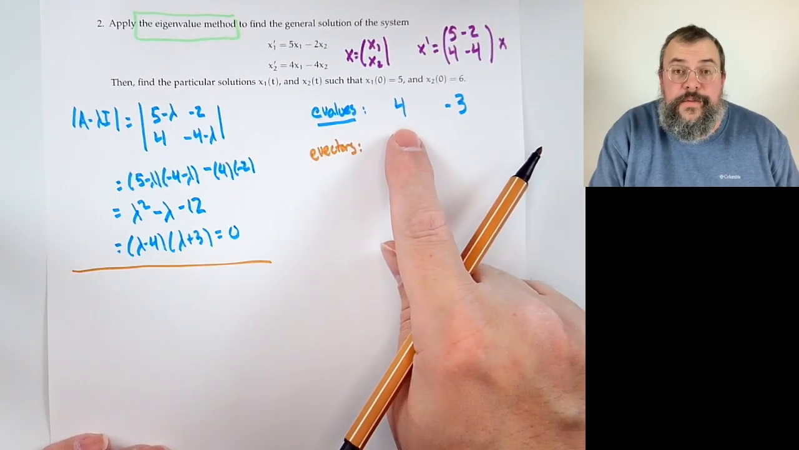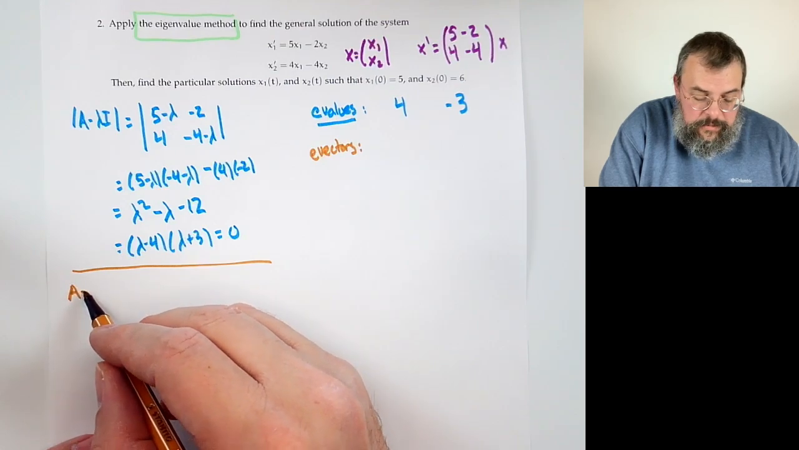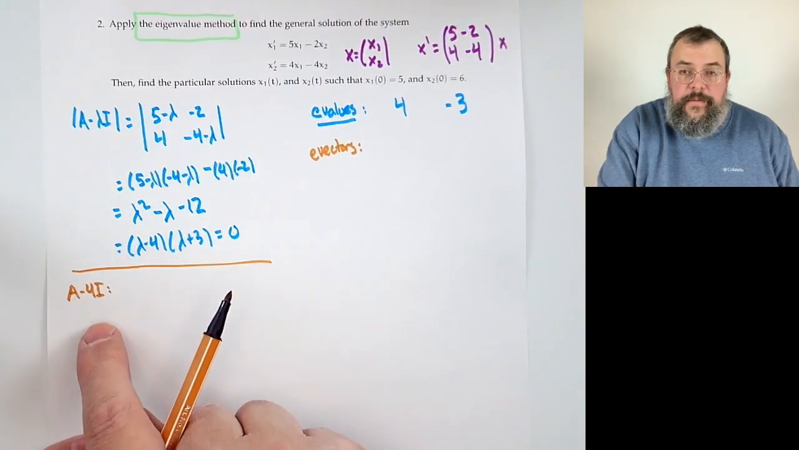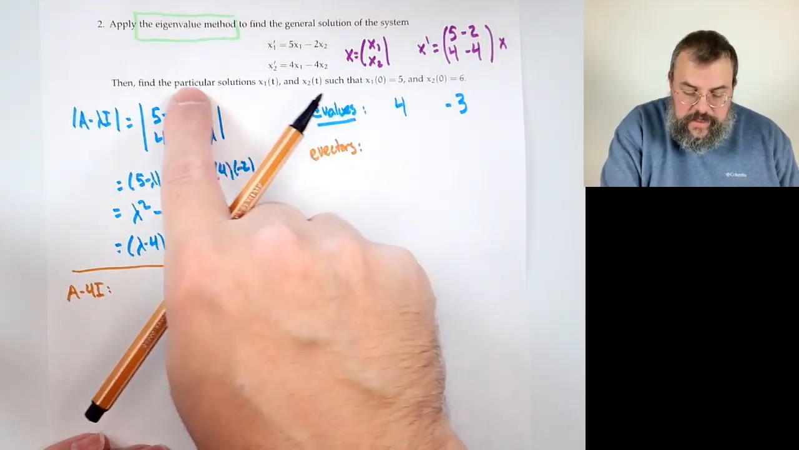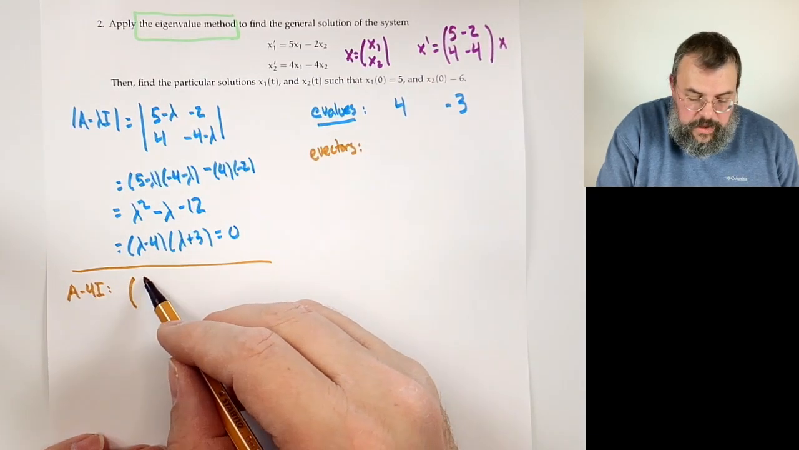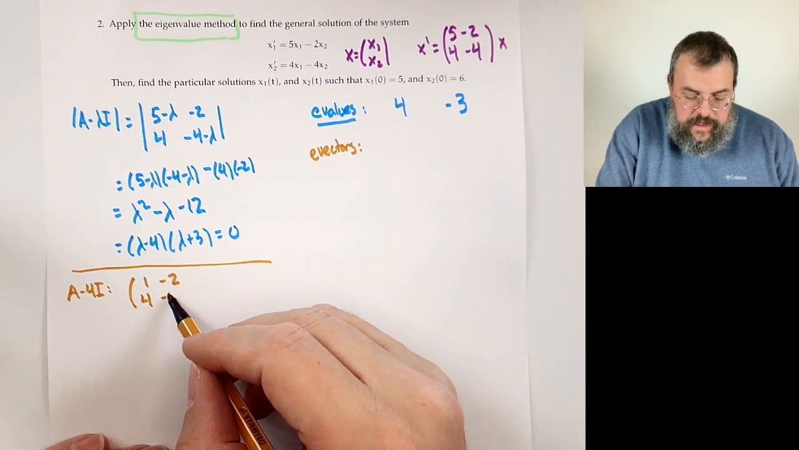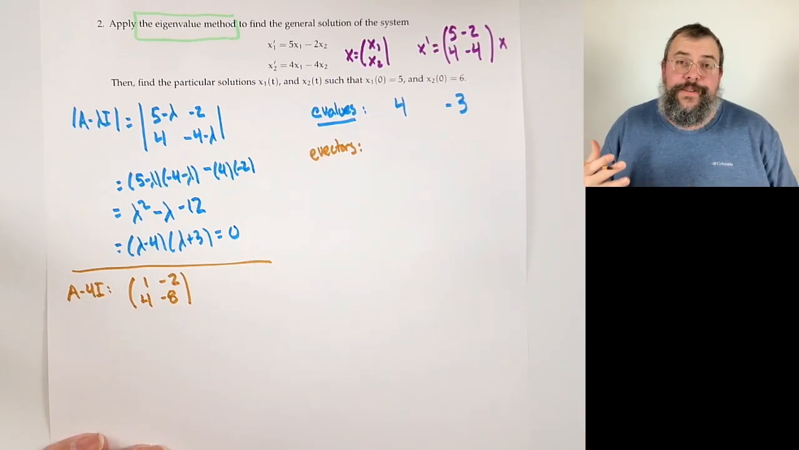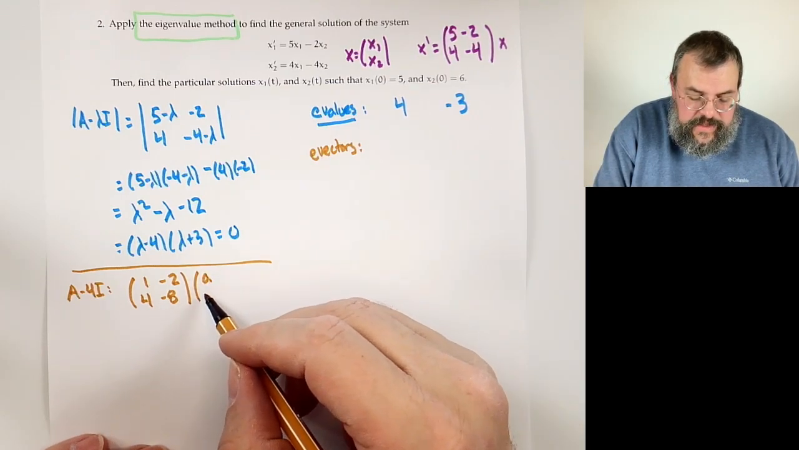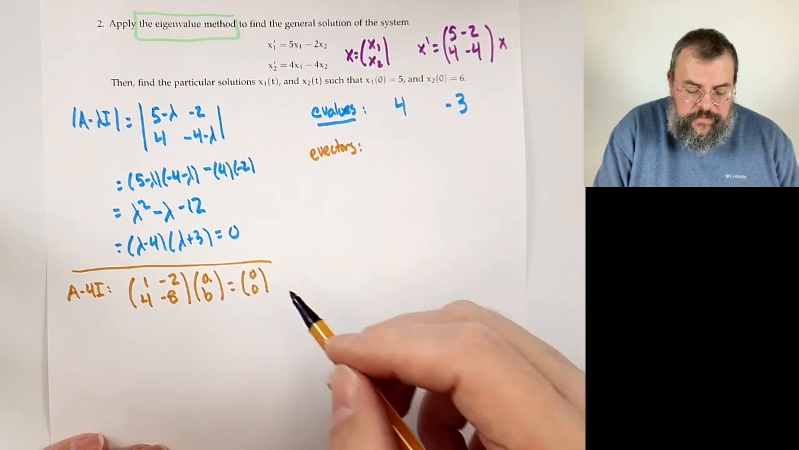So suppose we want to do 4. So we're going to look at A minus 4I, because I'm putting in lambda equals 4. Now, I can just come up here and read off what happens when I put in lambda equals 4. Well, we get 1 minus 2, and we'll get 4 and minus 8. Now, when we're looking for an eigenvector, we're really looking for some vector (a, b) such that when we multiply it out, we get 0, 0.